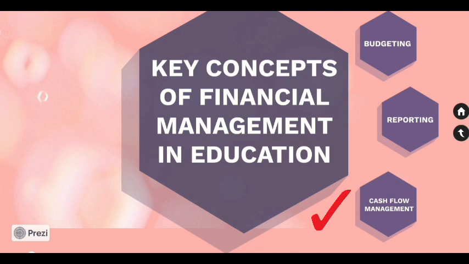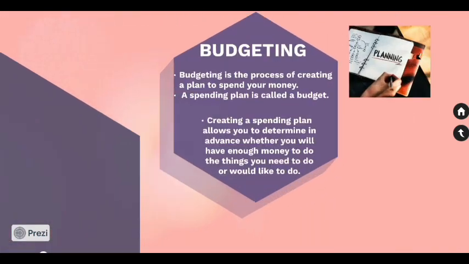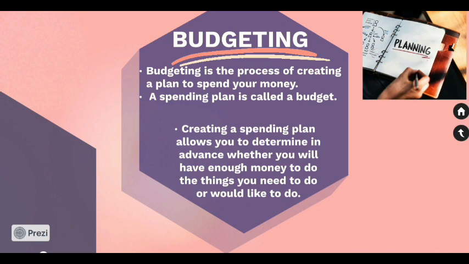First, we have budgeting. Budgeting is the process of creating a plan to spend your money. A spending plan is called a budget. Creating a spending plan allows you to determine in advance whether you will have enough money to do the things you need to do or would like to do. One of the most important concepts of financial management is budgeting.